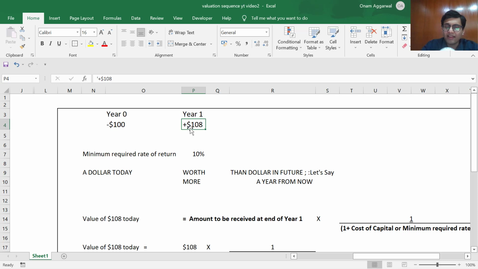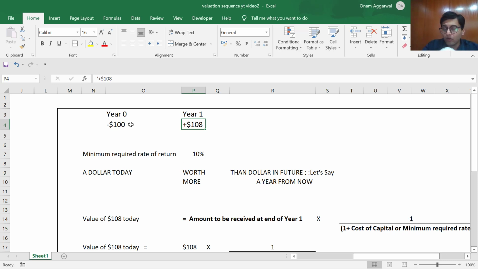So this is what the expected cash flows of Mr. Musk look like. Now, if I say, what is the present value of this $108 for Mr. Musk today? To get that present value, you will need something called a minimum required rate of return. Now, for simplicity's sake, let's assume that for every investment that Mr. Musk makes, he requires at least a 10% return on his investments.